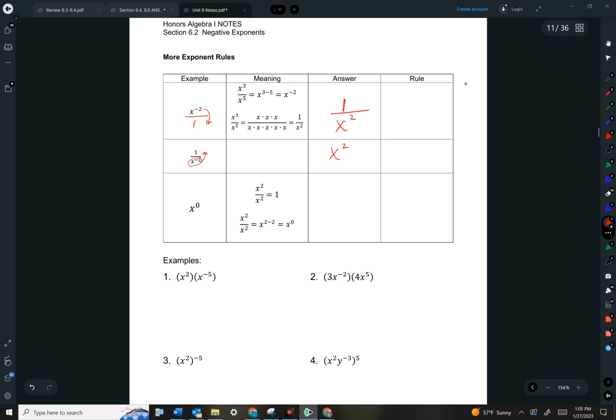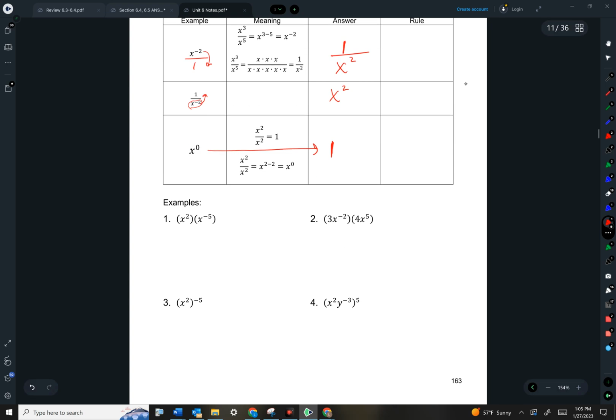Okay? And then one more rule we're going to bring in: anything to the 0 power. In other words, if your exponent is 0, it automatically equals 1. So when I look at number 1, first of all, if I add my exponents, I'm going to get x to the negative 3, but we're not going to leave it like that because we don't want to leave negative exponents. So I would write it as 1 over x to the 3rd.